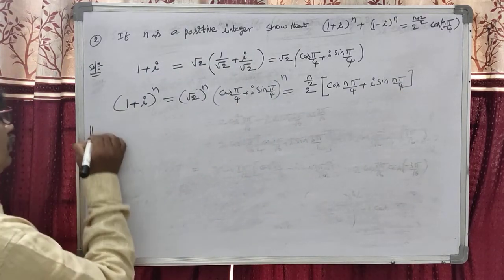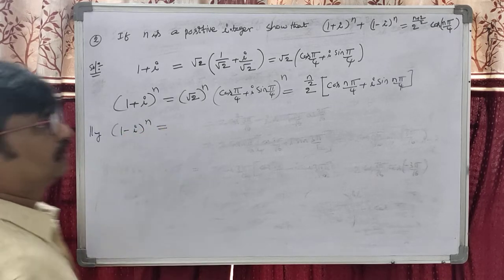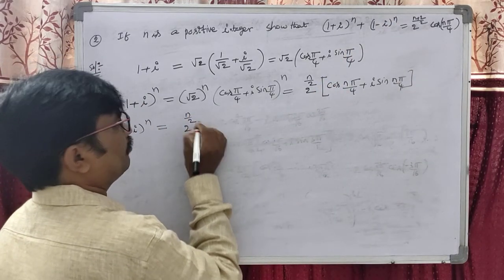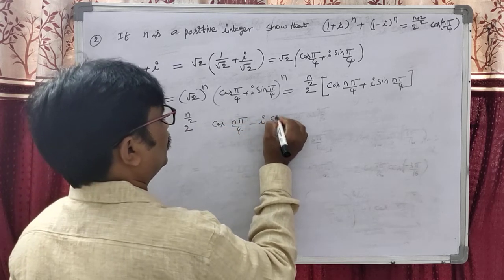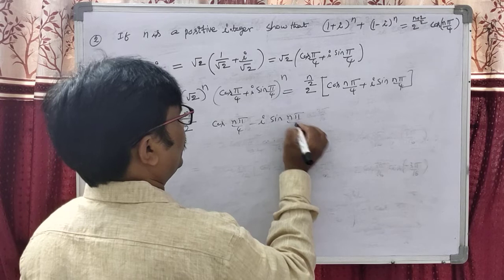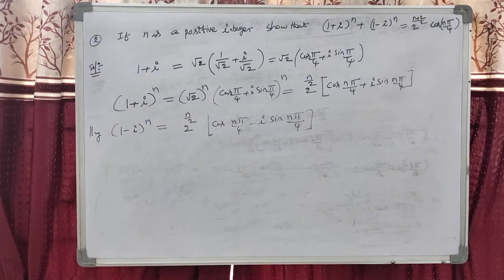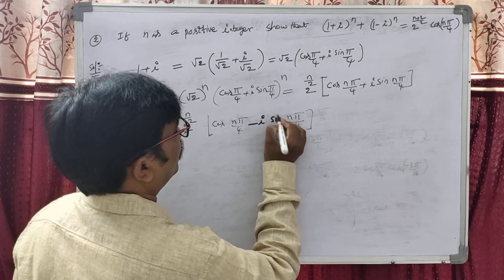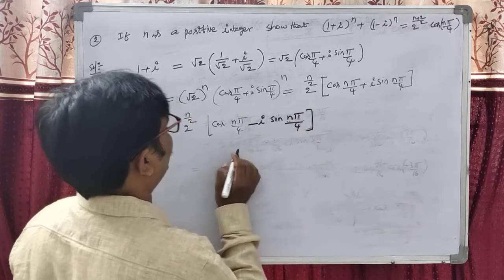Similarly students, we can find out the value of (1 − i)^n. The (1 − i)^n is, students, 2^(n/2) [cos(nπ/4) − i sin(nπ/4)]. What is this, students? The cos(nπ/4) minus i sin(nπ/4).